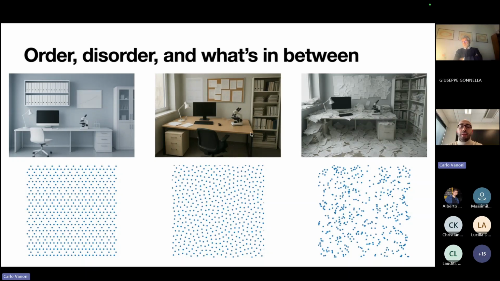If instead you're in between, that probably is the case for most of us, then the office looks ordered if you enter from the door, but if you go at a very small scale and you look at the papers in the shelves, you would see that they're not perfectly aligned and perfectly ordered. So you have a short range disorder, but long range order if you look from afar. And this is actually the essence of what hyperuniformity is.